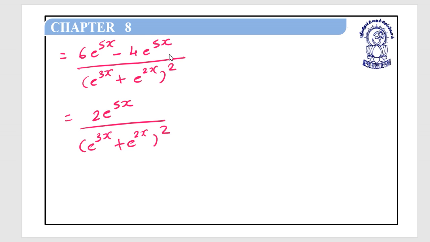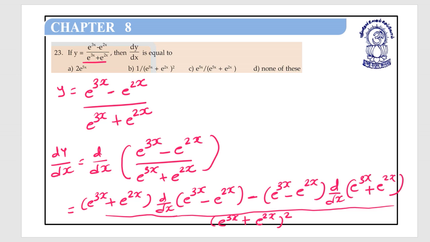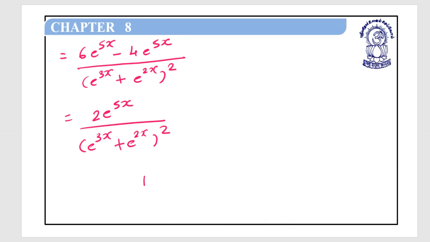So check the options. 2 e raised to 5x upon e raised to 5x plus e raised to 3x plus e raised to 2x whole square. So option A is not the answer, B and C also not the answer. So option D is the answer, none of these. So option D is the answer.